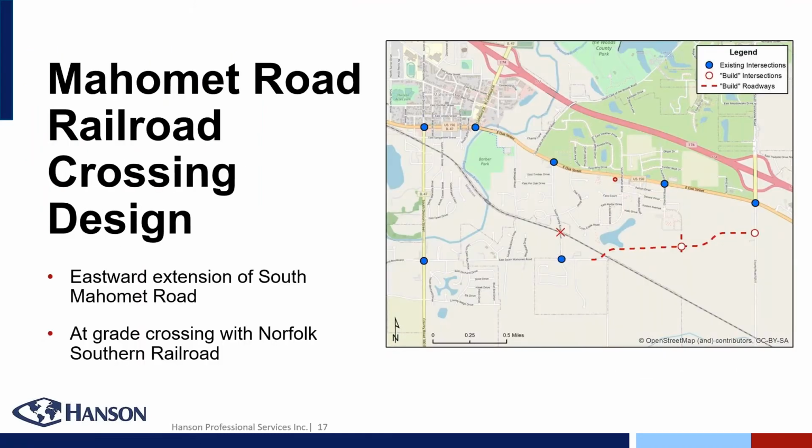All right, so the next project I'll be discussing with you that we use StreetLight for is the Mahomet Road and Railroad crossing design that we did for Mahomet, Illinois. So this project consisted of designing an extension for Mahomet Road in the city. The roadway extension created a railroad crossing with a Norfolk Southern Railroad, and it also created multiple new access points and entrances to businesses and other buildings in the area or along its path.